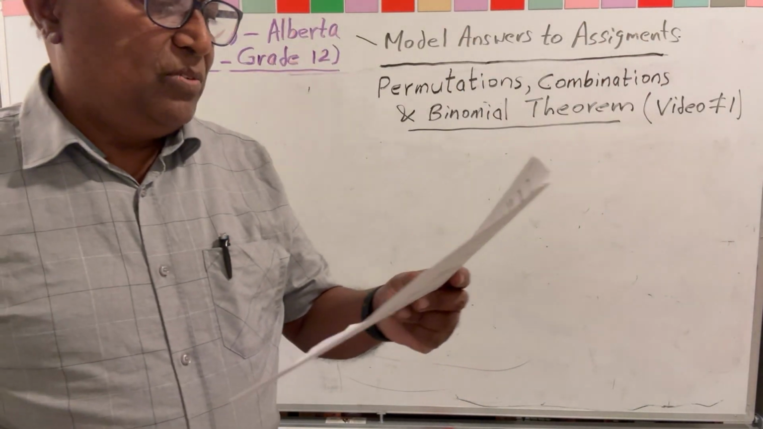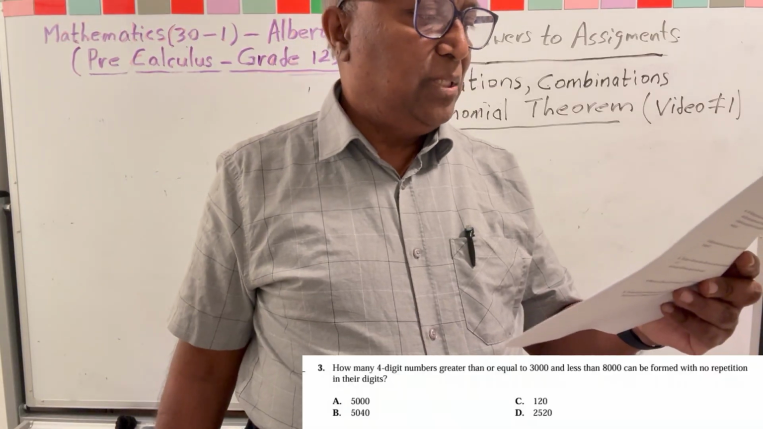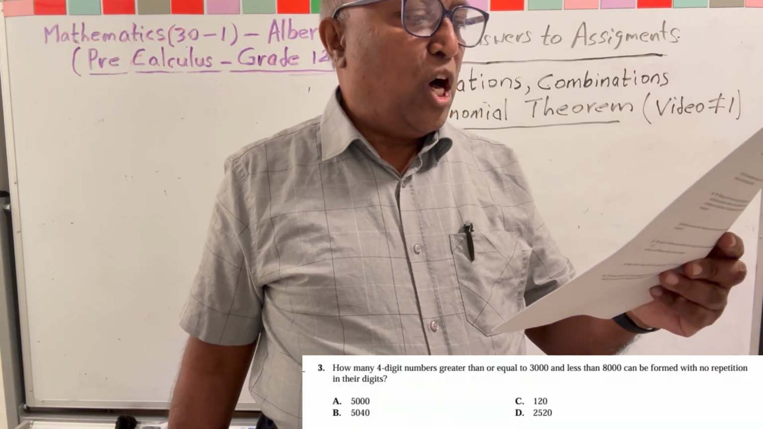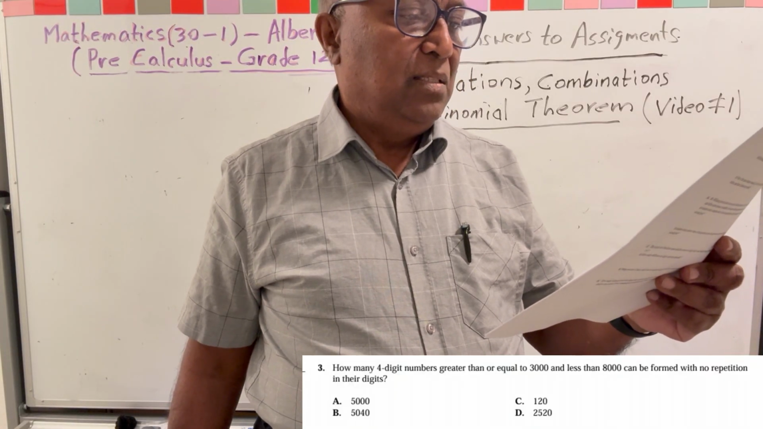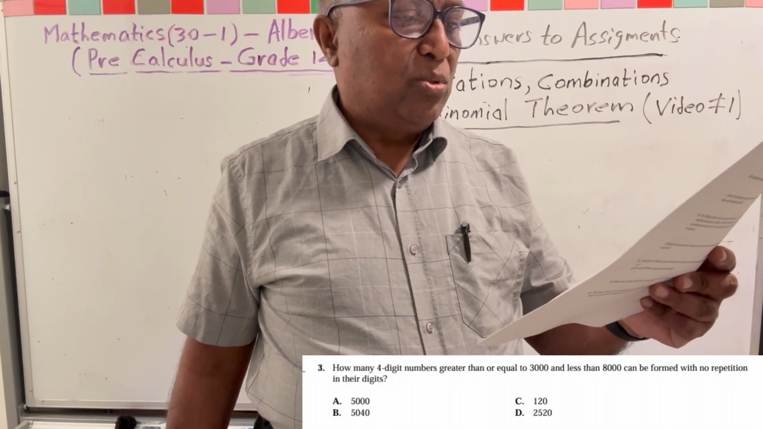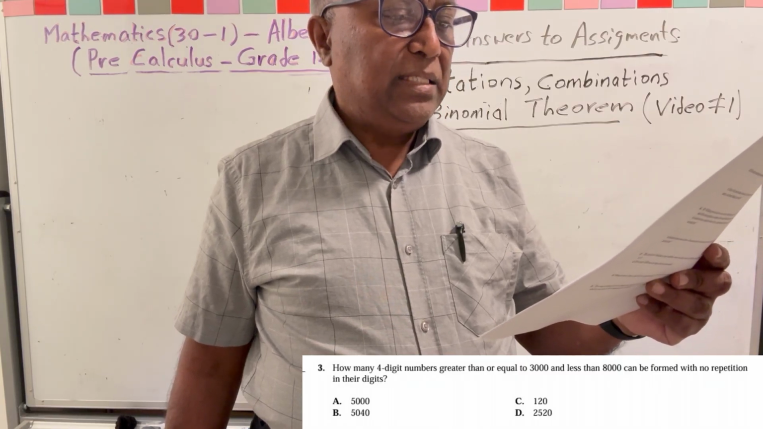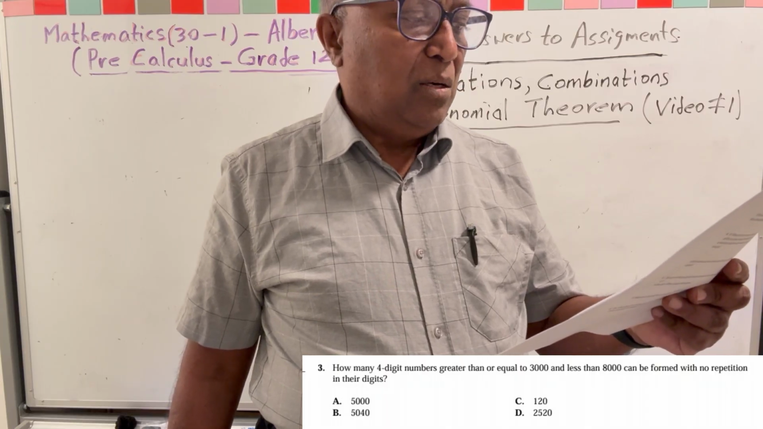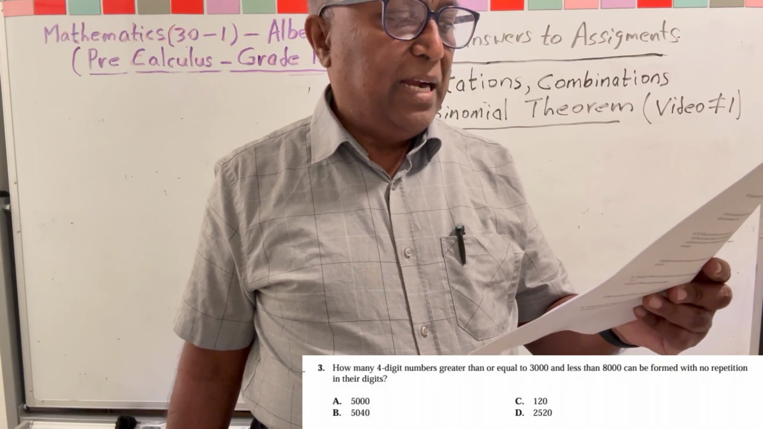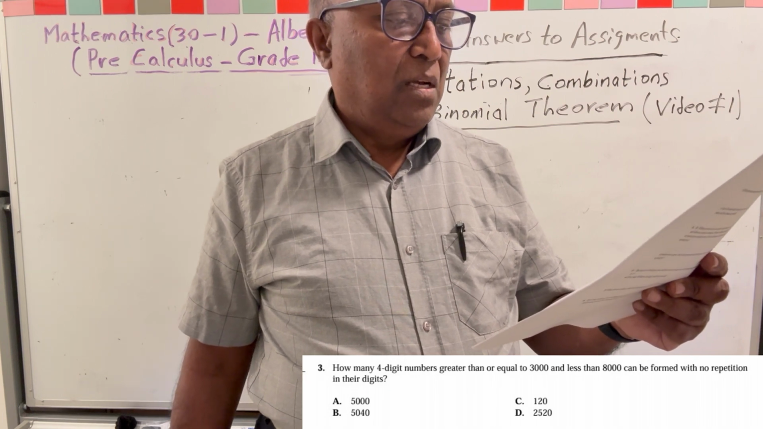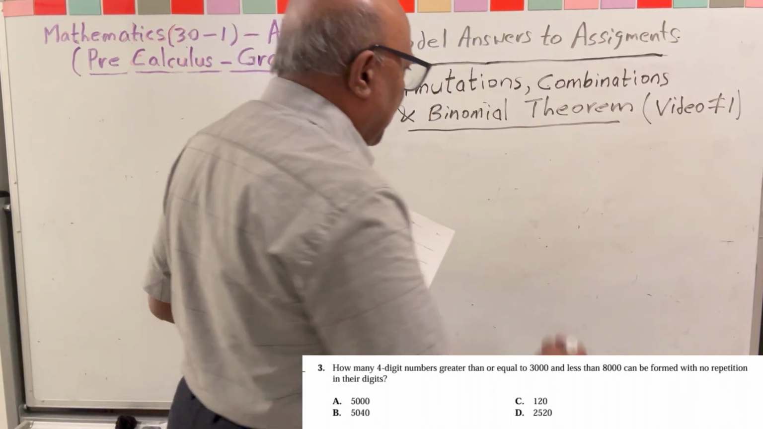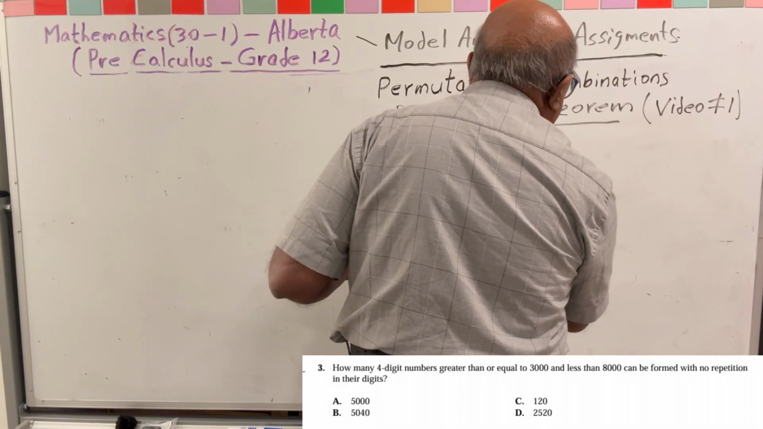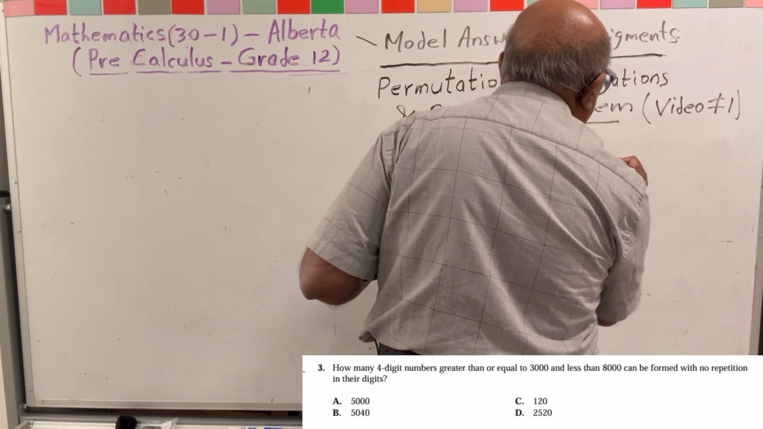Question 3. Okay, this question is different. How many 4-digit numbers greater than or equal to 3000 and less than 8000 can be formed with no repetition in their digits? We have to create 4-digit numbers.